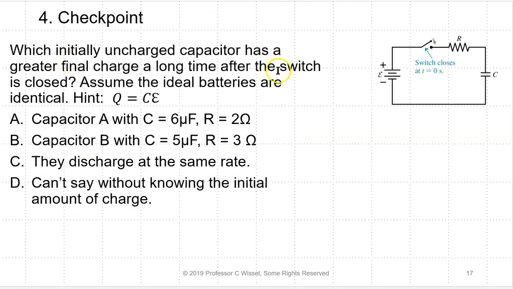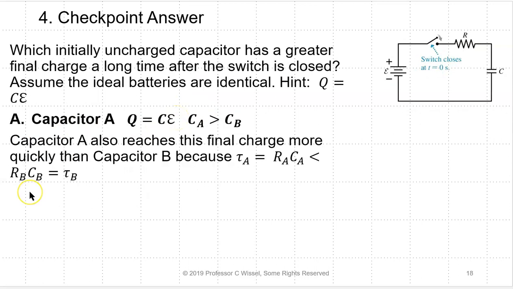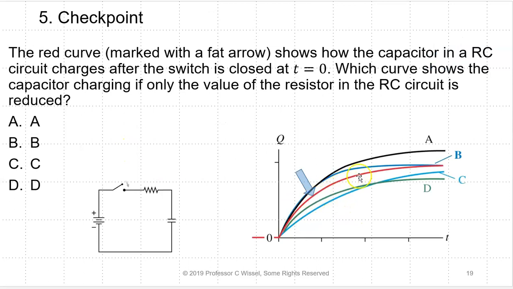Which initially uncharged capacitor has a greater final charge a long time after the switch is closed? Assume the ideal batteries are identical. A hint, Q equals CE. Well, capacitor A has a greater capacitance, so it's going to have a greater magnitude of charge at the end. And it also reaches the final charge more quickly than capacitor B because its time constant is shorter than that of B.